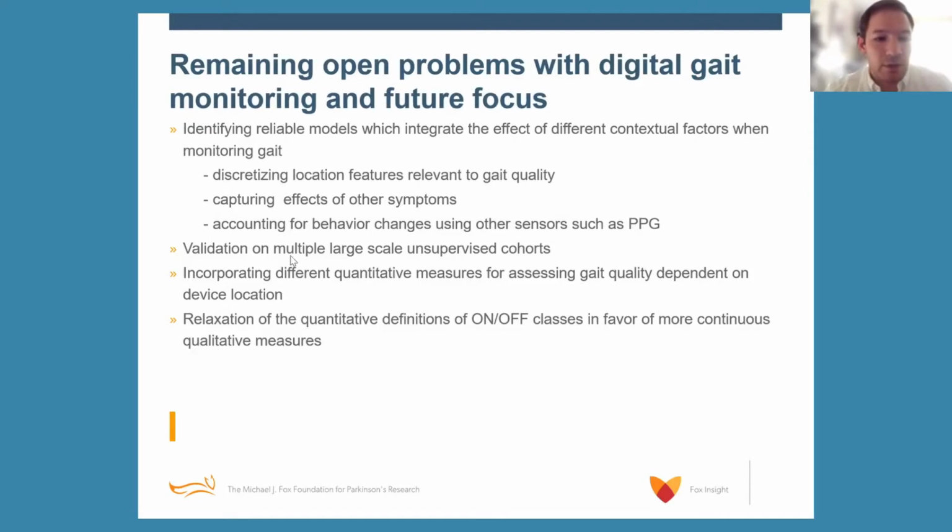And how do we validate on multiple large-scale unsupervised cohorts? How do we train these algorithms in a way where we can account for model misspecification and they can perform robustly out of sample? I didn't talk about this. We have some ways of doing that. There are new ways of doing likelihood, alternatives to likelihood tempering. But I'd love to talk about it some other time.